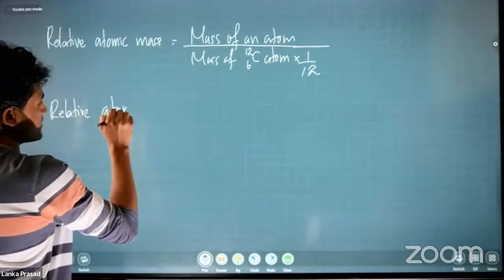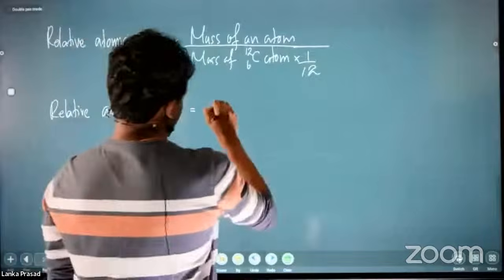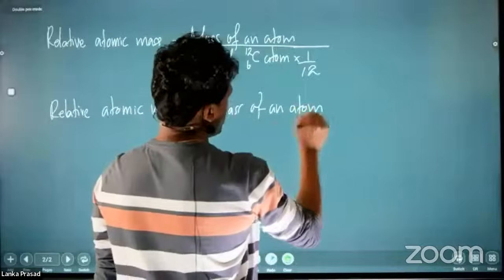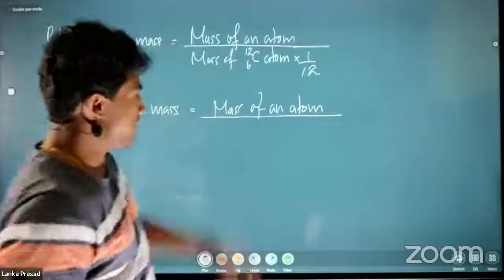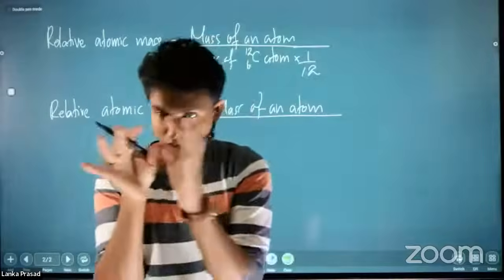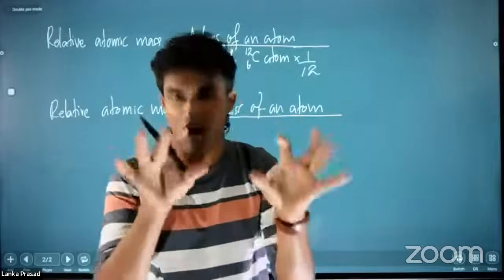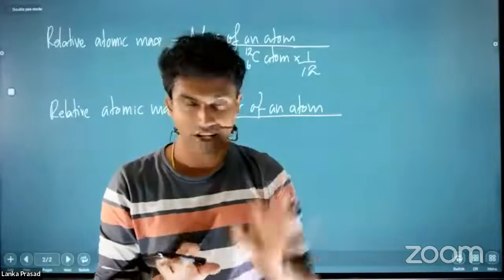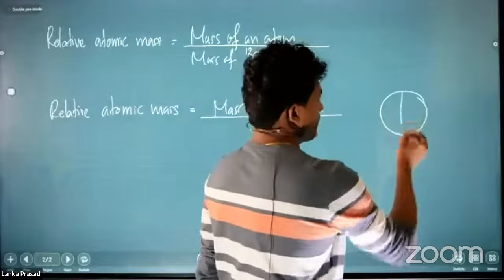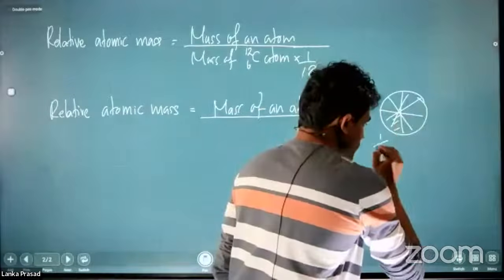Relative atomic mass can be found in another way. The mass of an atom should be divided by, what's that? Now you take one carbon-12 atom and split it into 12 parts. Then you take one part of that. That's the carbon atom, and you take out 1/12 part of that.